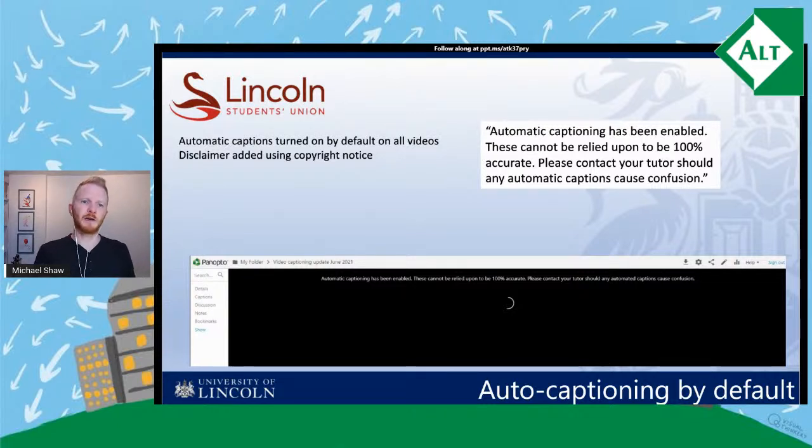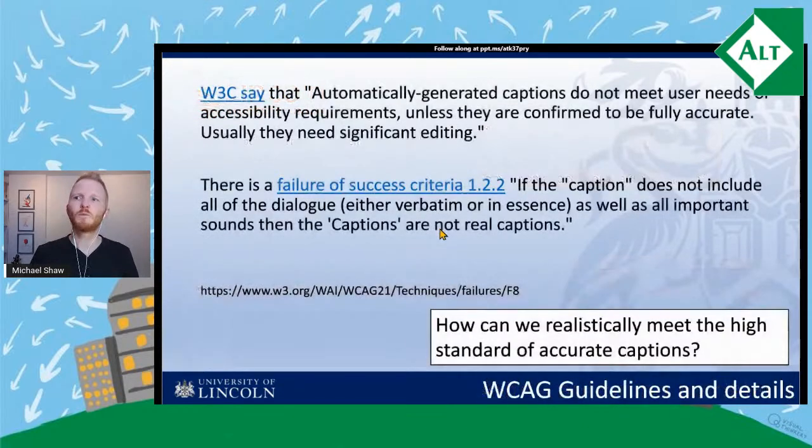So why is this disclaimer and the 100% accuracy value important? Well, the accessibility guidelines from W3C state that automatically generated captions do not meet user needs or accessibility requirements unless they're confirmed to be fully accurate, and they usually need significant editing. There's a failure of the success criteria if captions do not include all of the dialogue, either verbatim or in essence. And this is an incredibly high standard. So how do we go about reaching this level of accuracy?